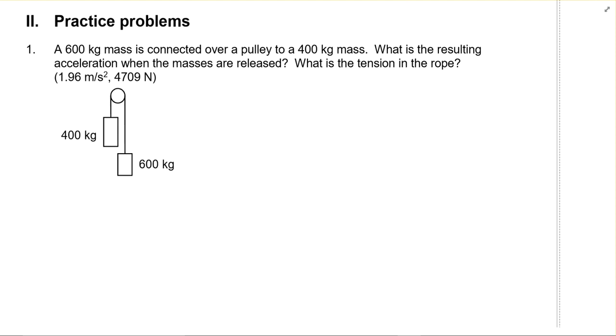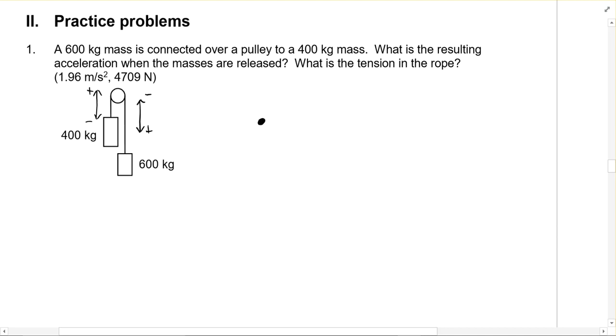Okay. So number one says a 600 kilogram mass is connected over a pulley to a 400 kilogram mass. What's the resulting acceleration when the masses are released? What's the tension in the rope? So on the right side, down is going to be positive and up is going to be negative, because that's the way it's going to accelerate. And on this side, up's going to be positive, down's going to be negative. So let's make a free body diagram for the system.